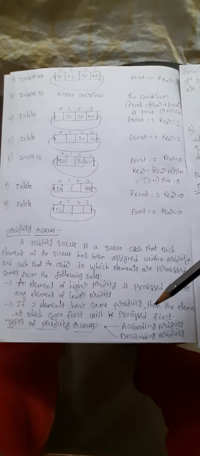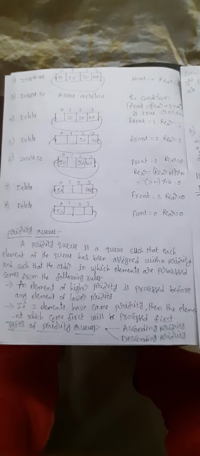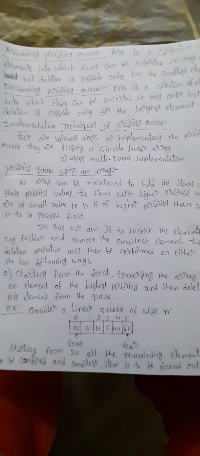Here there are different types of priority queues. One is ascending priority and another one is descending priority. We will see what is ascending priority and what is descending priority. See here, ascending priority is a collection of elements which can be inserted in any order. That means we can insert the element in any order, but deletion is possible only for the smallest element. That means it will check which element is small in the queue.